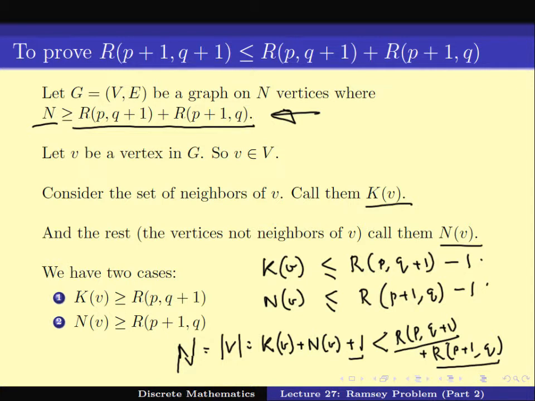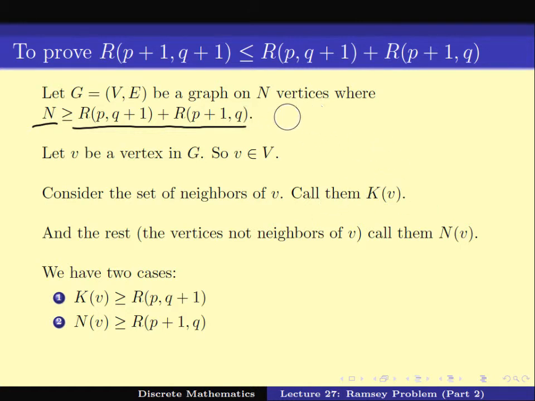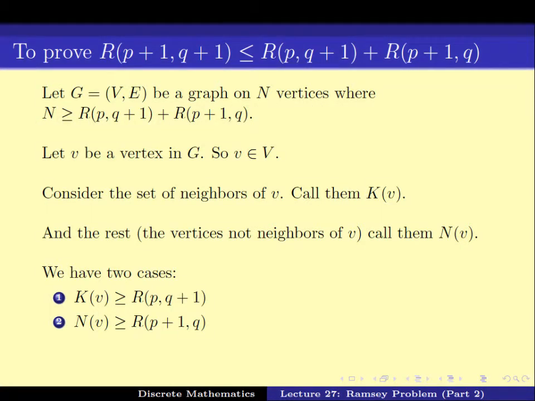So, if neither case 1 nor case 2 holds, we get a contradiction, and hence it cannot be that neither case holds. So, either case 1 holds or case 2 holds, or maybe both hold, but both failing is not an option. Thus, we get these two cases, namely K_V is greater than or equal to R(P,Q+1) and N_V is greater than or equal to R(P+1,Q).